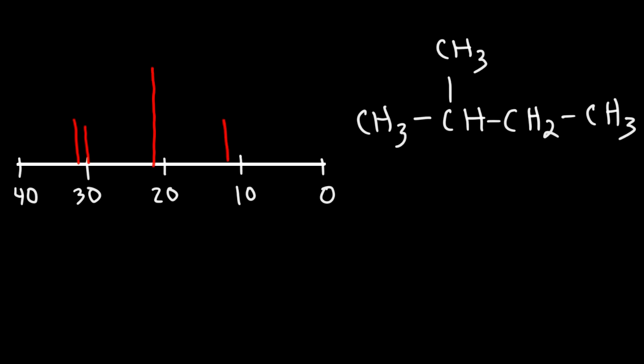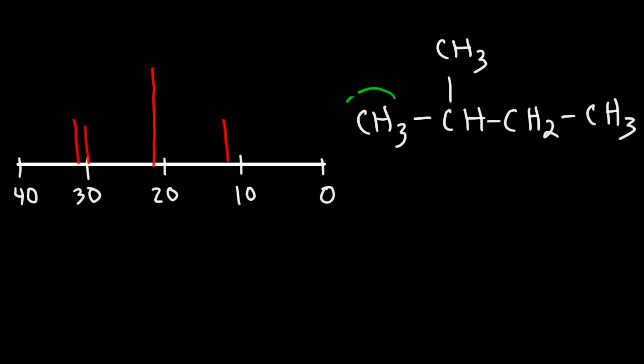Now let's consider our second example, which is 2-methylbutane. If you want to, pause the video and match each carbon atom with the signals that we see here. Notice that we have a total of 4 signals in this graph, but we have a total of 5 carbon atoms. That means 2 carbons are equivalent to each other.